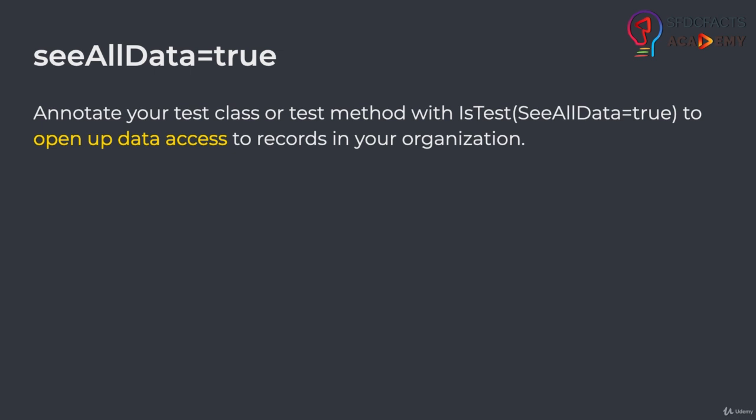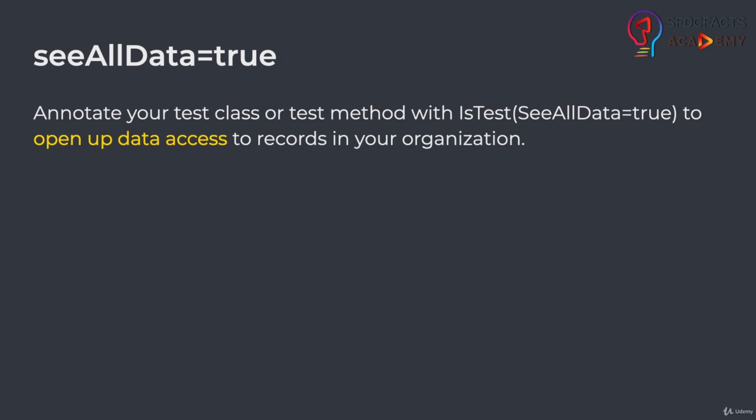The last thing that we need to learn about test classes is seeAllData equals true. This parameter you need to use alongside your isTest annotation, and you can use it on top of a test method or on top of a test class. Now what it does, it opens up the data access of your Salesforce org data to your test methods.